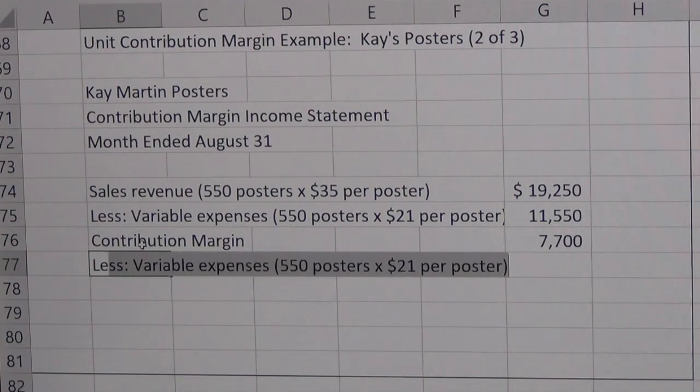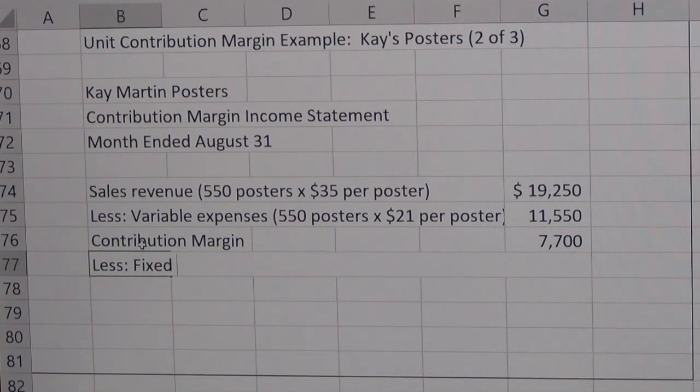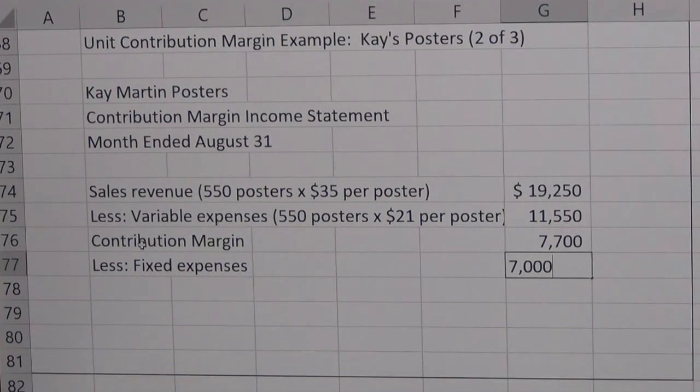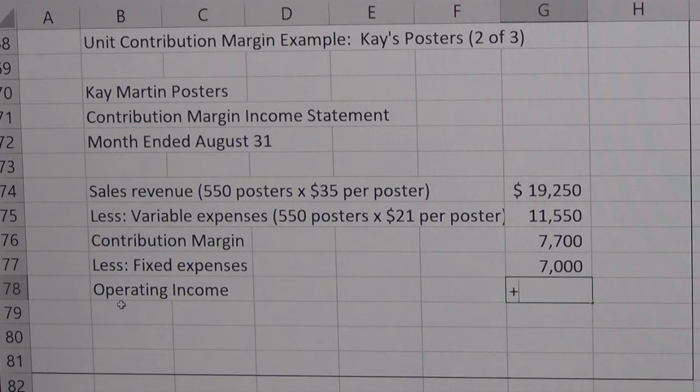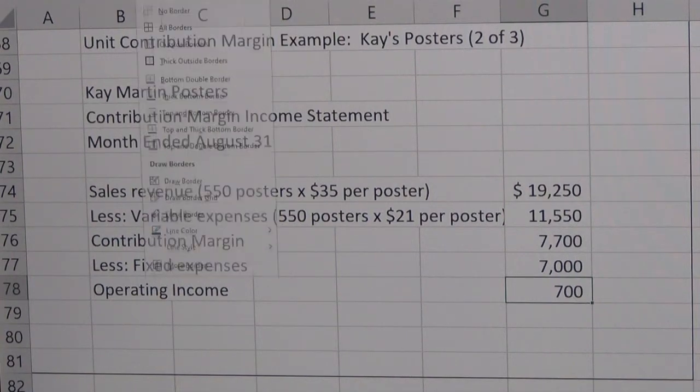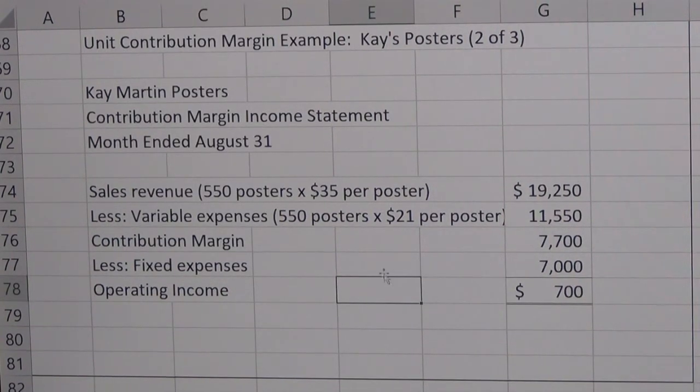From there, we're going to subtract our fixed costs. They call it fixed expenses. And as the previous slide gave us, it was $7,000. And so, given that volume, operating income is going to be the contribution margin minus the fixed costs. So we have an operating income of $700.